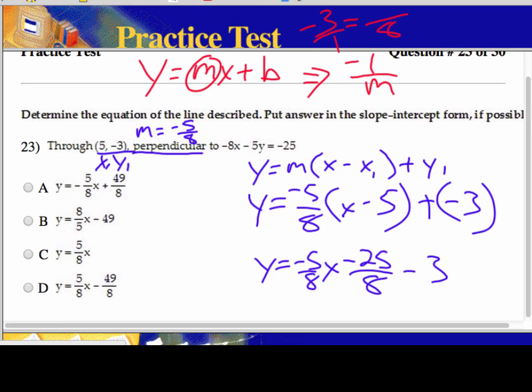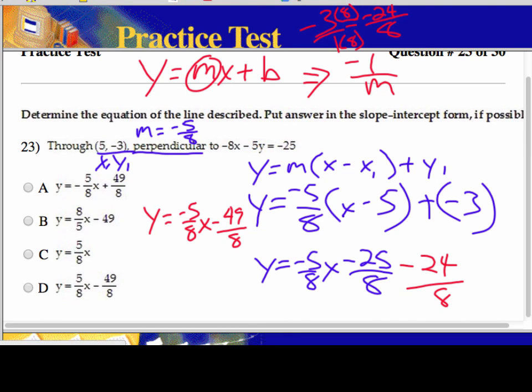24 over 8. Yeah. If you multiply this by 8, that gives you 8. But whatever you do on the bottom, you have to do on the top. So it's negative 24 over 8. So this whole thing changes to negative 24 over 8. That reduces down to negative 3, right? What's 25 and 24? Or, no, that's 49. Negative 49, right? So my new equation is y is equal to negative 5/8 x minus 49 over 8.